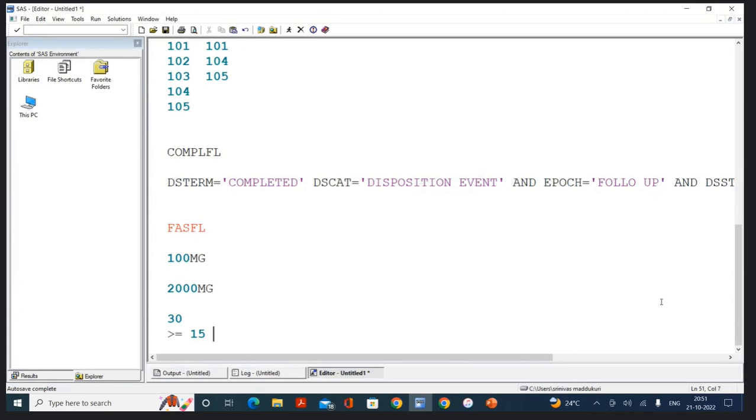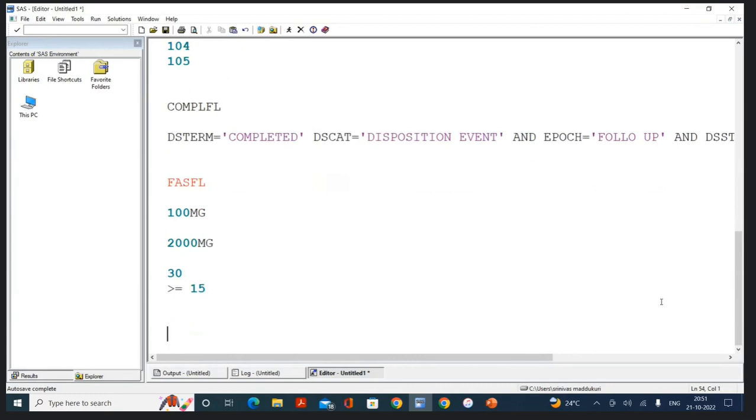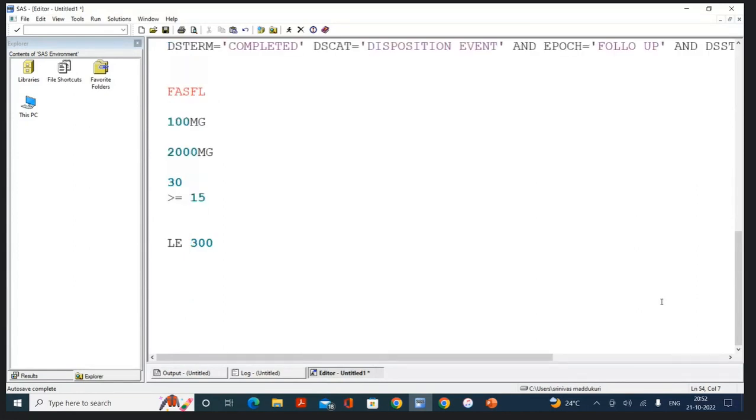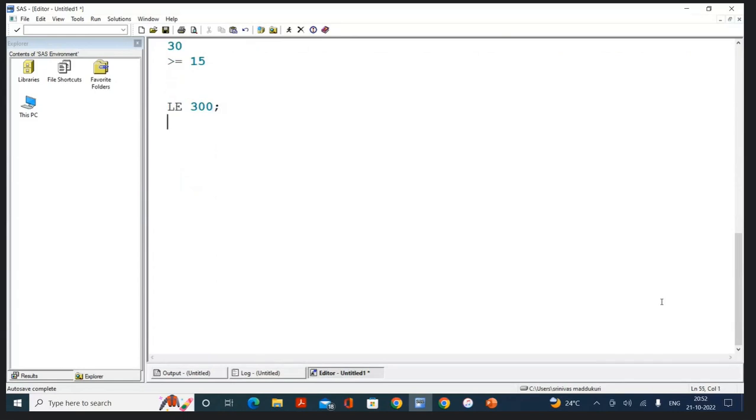Now, in one more study, I have something like this. If the subject's blood glucose level after the study is less than or equal to 300, then I want to consider that subject for the full analysis set. So it can be cumulative dose, it can be number of visits, it may be any laboratory test report. Understand this one? So these are the 7 flags that we have. All these 7 flags are what we call population flags.